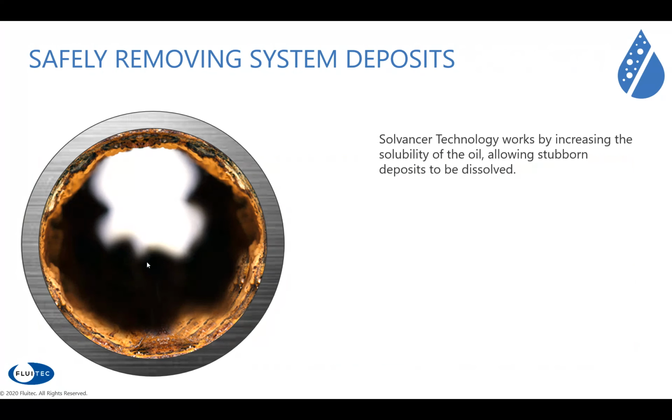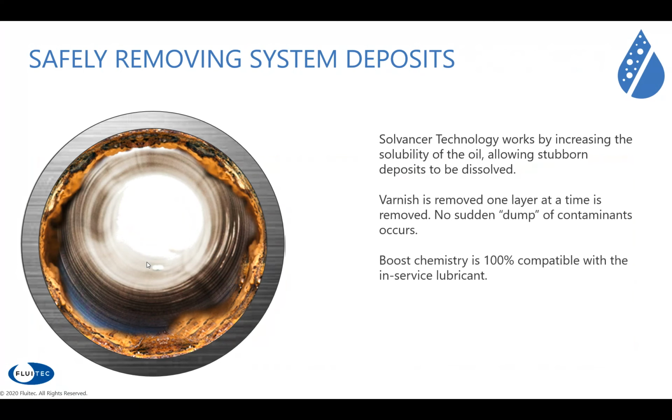Imagine, we receive very often that question: is the varnish now happening in 1 or 2 weeks? No, it's mostly an ongoing process, and layer by layer we have formed this varnish. We will do the opposite. By bringing the solvency, we will then again remove layer by layer, and no sudden dump of contamination. Again, this is soluble varnish. It's not a hard particle, it's a soft particle.